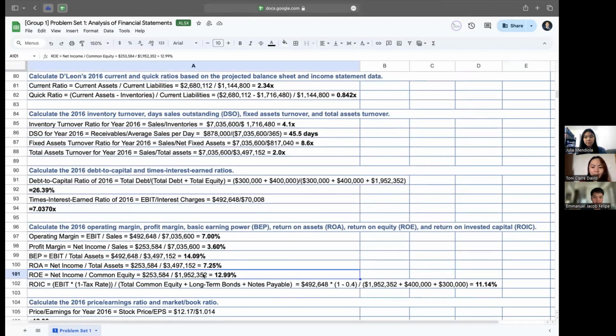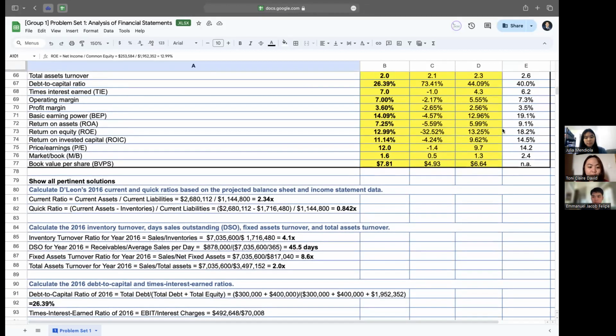Next, the return on common equity measures the profitability of a company compared to its shareholder equity and is calculated as the ratio of the net income after tax over the common equity, which is the sum of the common stock and the retained earnings. So in the Excel file, this is 253,584 all over 1.952352 million. This is 12.99% or almost 13%, which is also lower than the industry average.